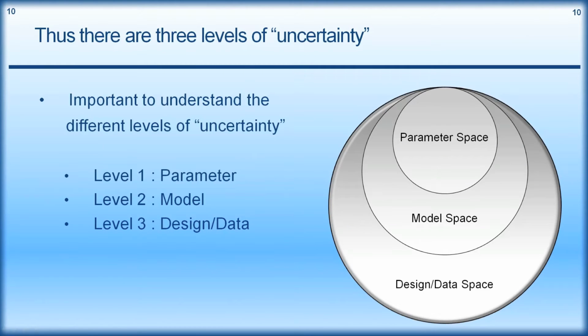Thus, there are three levels of uncertainty. We can think about at the lowest level, the relative support for the different parameter values for a given model and for a given design and data space. So this lives within the model space. So here's the model space, and the model space is our range of different models that we could be considering. And then the model space lives within the design and data space, because the range of models that we can look at is dependent on the type of data that we have.